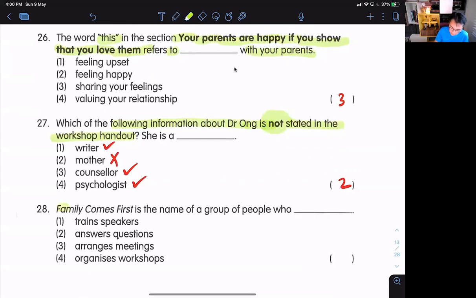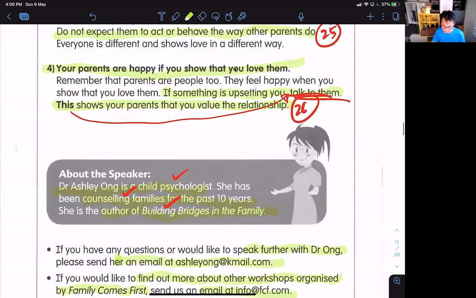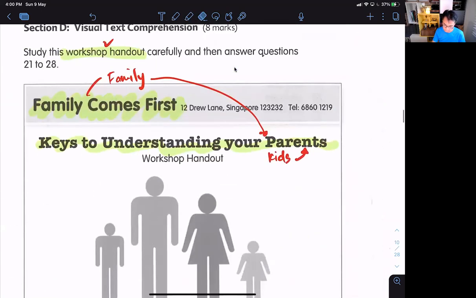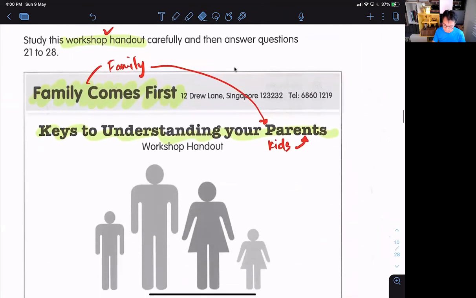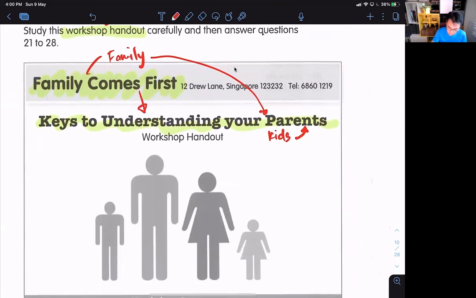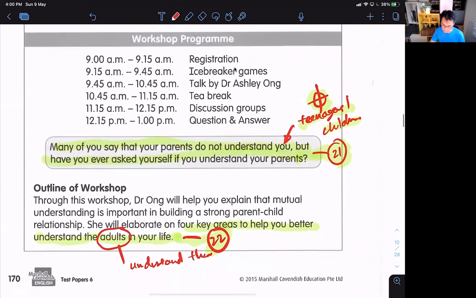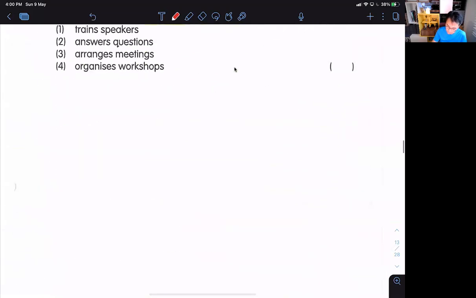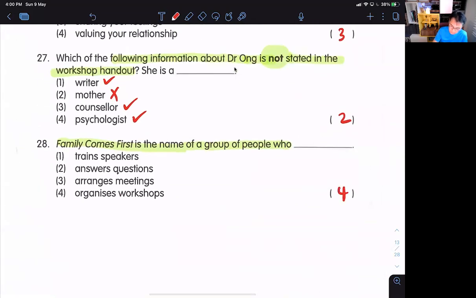Okay, finally, family comes first is the name of the group of people who, right, so they are the people who organize the workshops, right? Okay, so they are the workshop organizers. Over here, it says organized by family first. So this is question 28. Therefore, they are the organizers of the workshops.